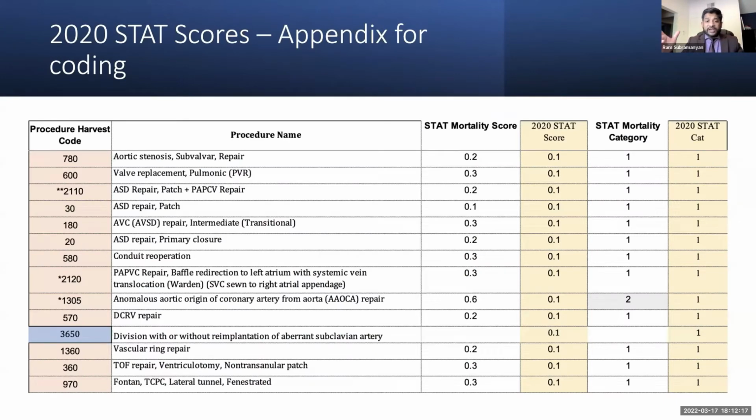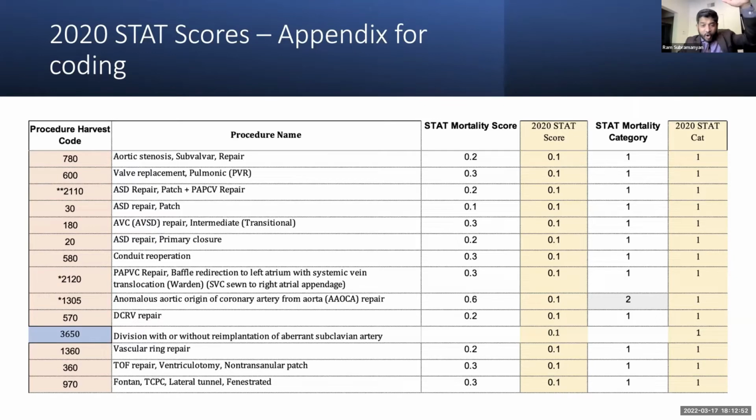We know this is a lot of information. So what Leanne has done is she's kindly come up with this appendix, what we call Appendix C. I'm just giving you a snapshot of Appendix C. It's a long list. This is going to be universally available to all of your data managers. The list basically goes like this. It gives you the procedure harvest code, the procedure name, the STAT mortality score that was in 2009, the new STAT mortality score in 2020, the STAT mortality category that was in 2009, and the new STAT mortality category in 2020.